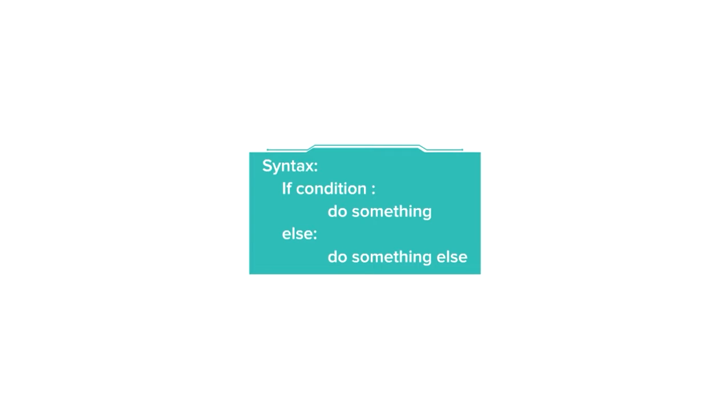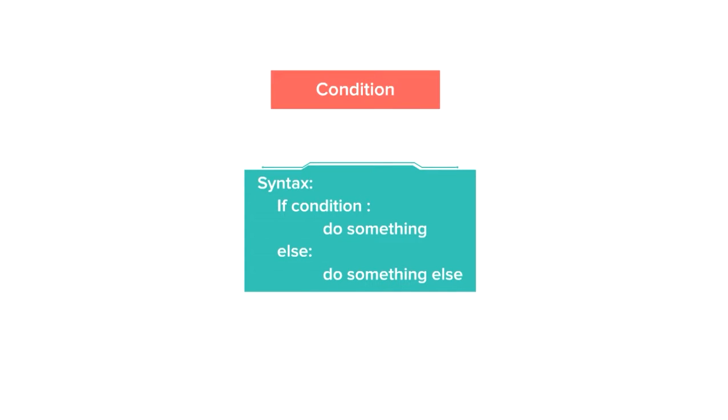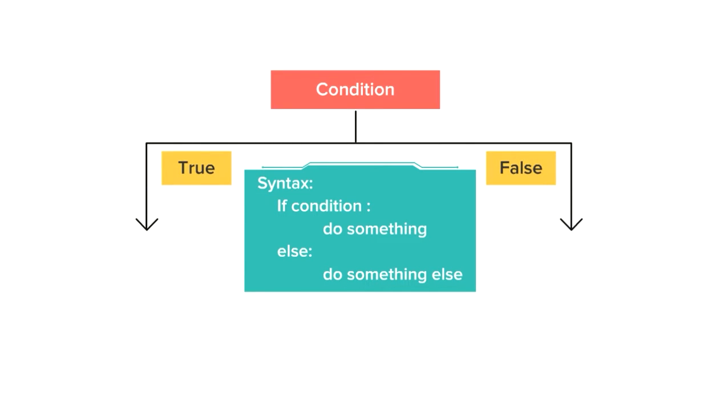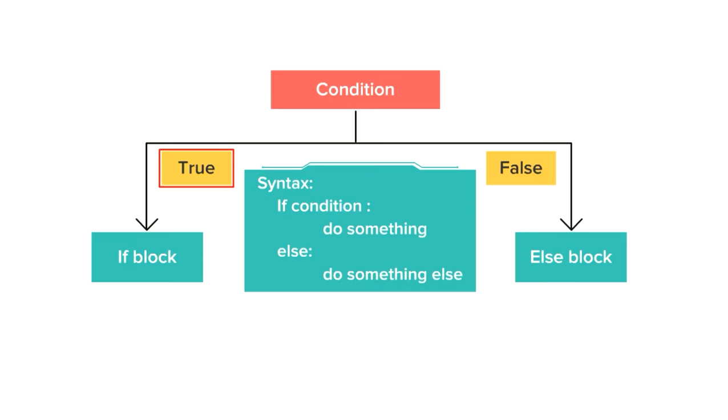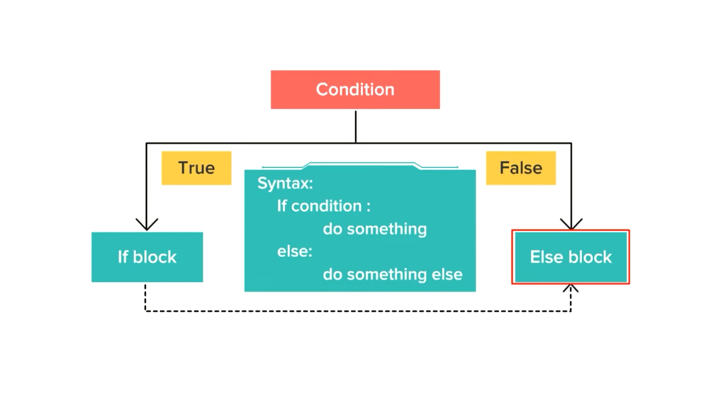Now let's break down the syntax step by step. In the first statement, Python checks whether the condition is true or false. If the condition is true, Python enters the body of the if construct and executes the do something, which represents the set of statements. Note that the else condition in this case is not executed. Now, if the condition is false, Python does not execute the do something part, also known as true statement, whereas it will enter the body of the else statement, also known as false statement, and will execute do something else.